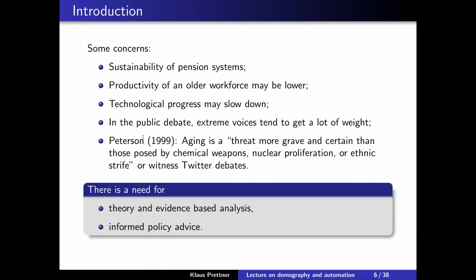Of course, these developments have led to many concerns among policymakers, among economists, among the wider public, on the sustainability of pension systems when more and more retirees have to be financed by fewer and fewer workers, or the productivity of an older workforce. So you may have the situation that the productivity of people starts to fall below a certain age. And if you have population aging in such a situation, this leads to downward pressure on productivity growth. Technological progress may even slow down because an older society may not demand very innovative products anymore, or may not be able to handle them.